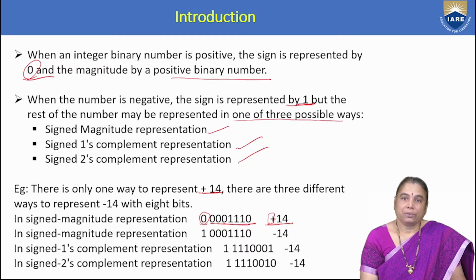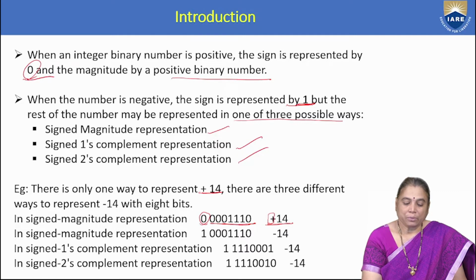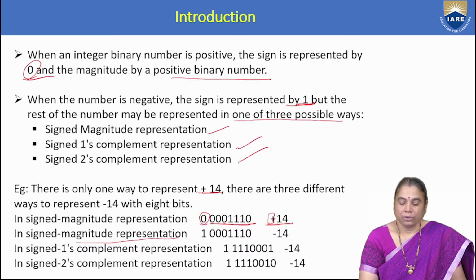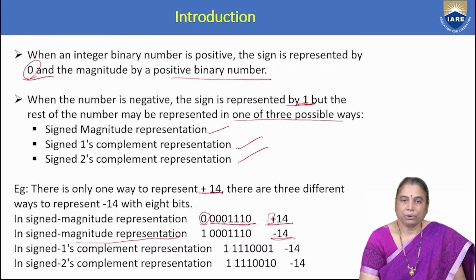The negative integer value can be represented in any one of the 3 possible ways. The first possible way is the signed magnitude representation. So for minus 14, the MSB is 1 to represent the negative number, and this is the magnitude of the 14 value. So this is the signed magnitude representation of minus 14.